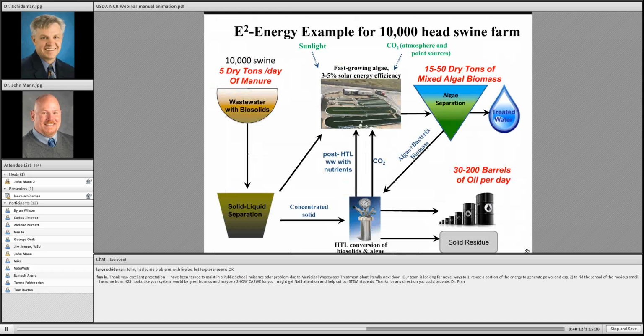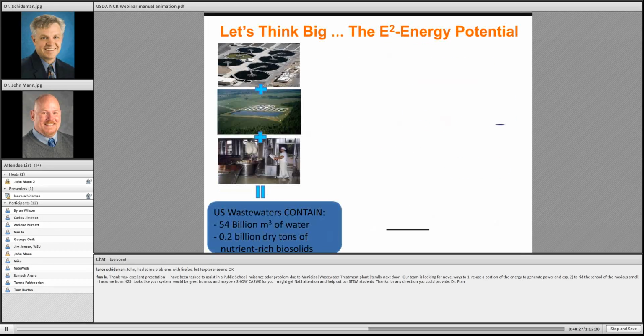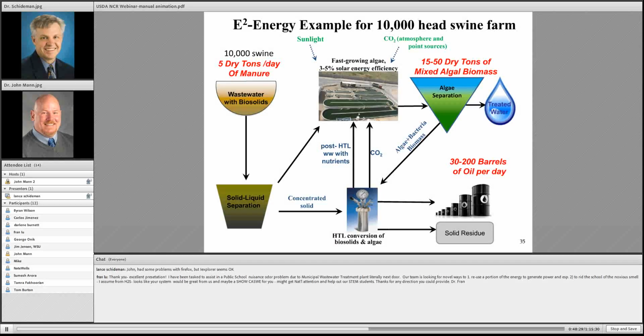If you were to look at that for a 10,000 head swine farm, and I've also done municipal applications too, but for this one, if you start out with 5 tons per day of manure production, and then you harvest some of the energy into hydrothermal liquefaction, go to oil, but then you recycle the remaining material and nutrients into algae production.